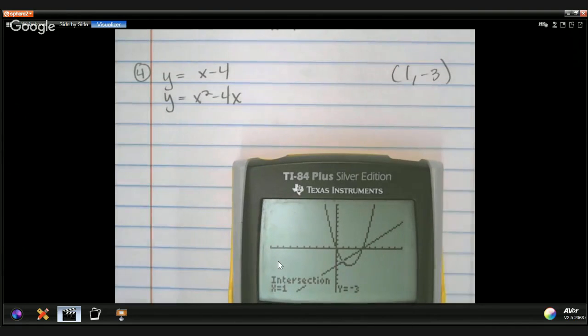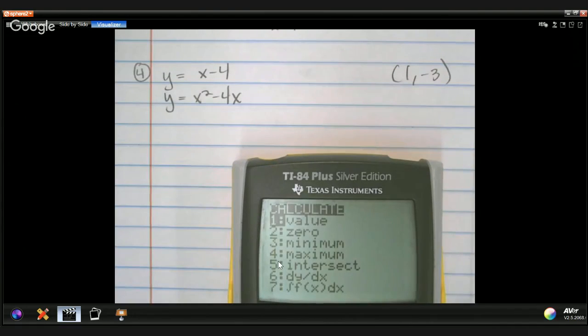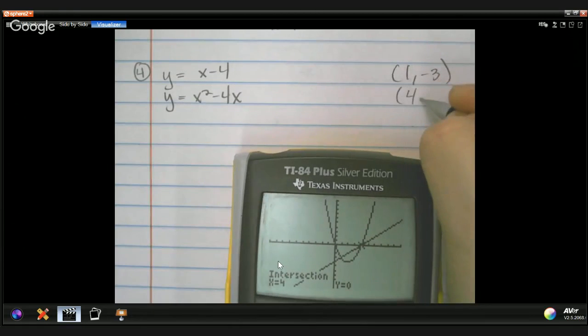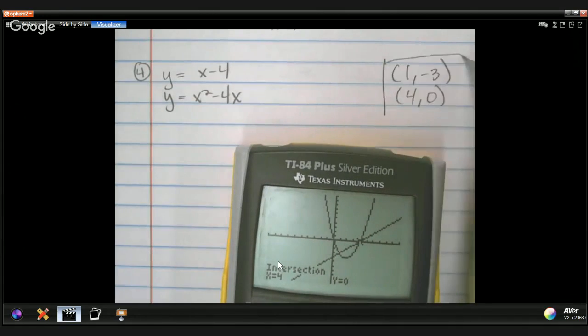Now I do the same thing by going to the other intersection. And so I have to move my cursor over to the right. I'm going to hit enter 3 times. And this one's (4, 0). So there's the 2 answers.